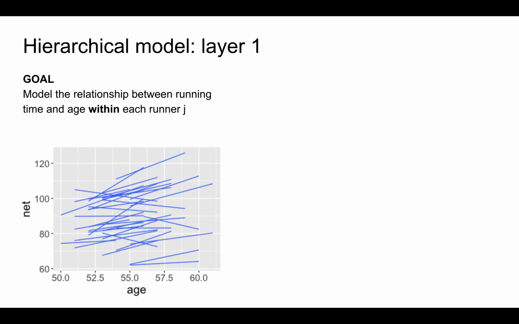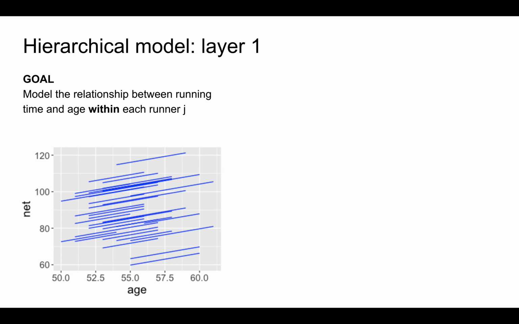Let's consider the 3 layers of the hierarchical model, one at a time. As with any hierarchical model, we start by focusing on the within-group behavior. In our example, this means that layer 1 models the relationship between running time and age within each runner j. Generally speaking, these relationships might be described by different intercepts and slopes. However, to greatly simplify things in our first hierarchical regression analysis, let's assume that each runner j has the same slope, but possibly different intercepts.